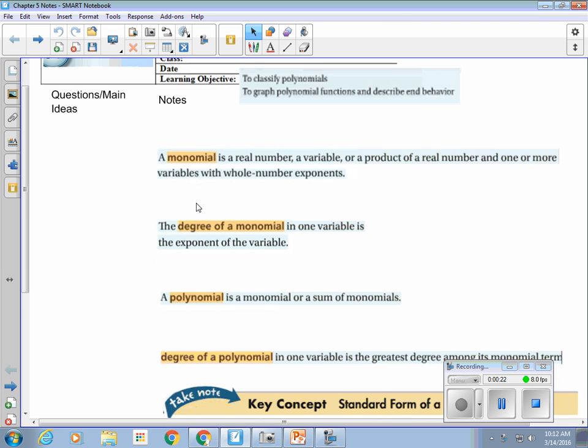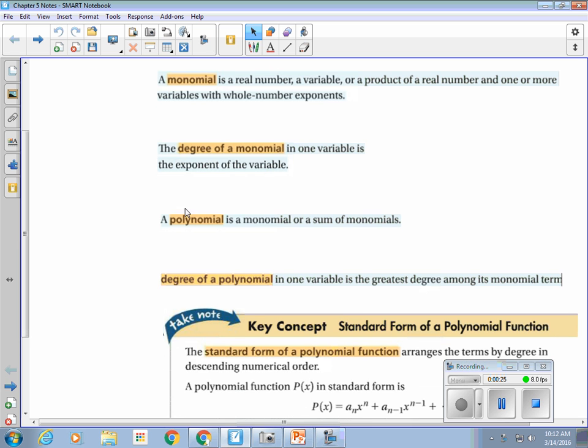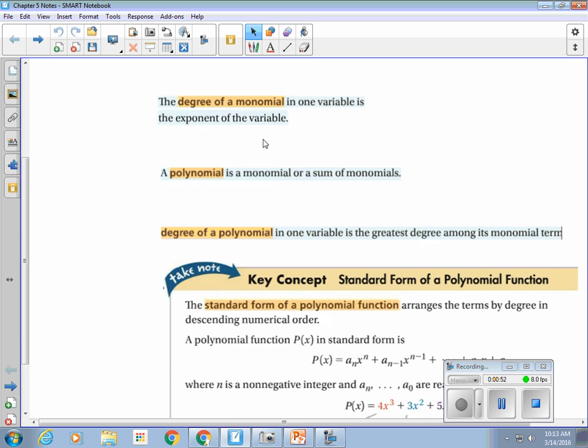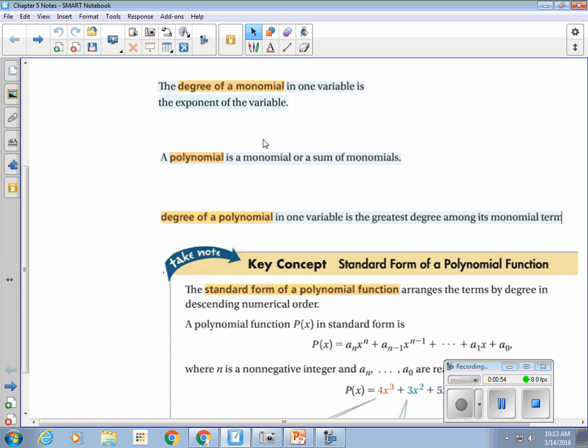A monomial is a real number, a variable, or a product of a real number and one or more variables with whole number exponents. That's a monomial. Mon being the root meaning 1. So if you've got one little guy out there, you know it's going to be a monomial. Degree of a monomial is the exponent of the variable. So whatever is on the x, or whatever letter they're deciding to use, is the degree.